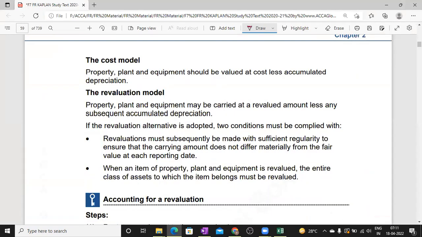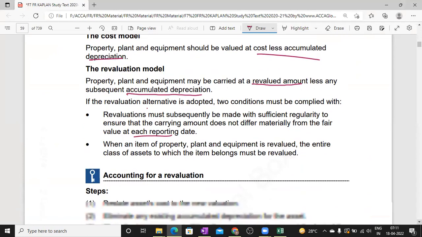In case of cost model, we show it as cost less depreciation. In revaluation model, the asset is carried at the revalued amount less any subsequent accumulated depreciation. Subsequently, revaluations are made with sufficient regularity to ensure that the carrying amount does not differ materially from the fair value at the end of each reporting period.